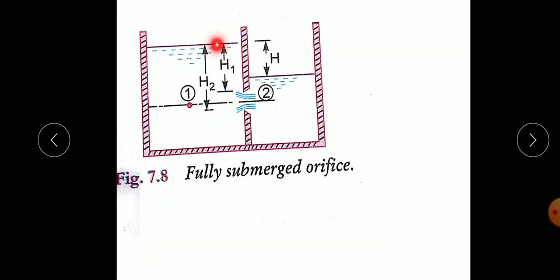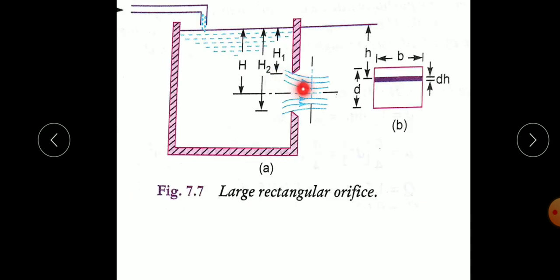But in this case the outlet side of this orifice, which opens from the tank, is into another tank, and the outlet side is under the liquid. Since this orifice is totally submerged in the liquid, it is called a fully submerged orifice. And the first one we saw in the diagram is the freely discharging orifice, which discharges to the open atmosphere.